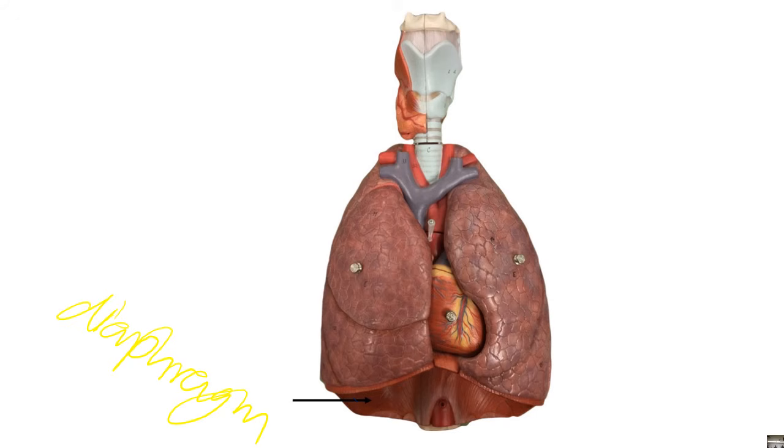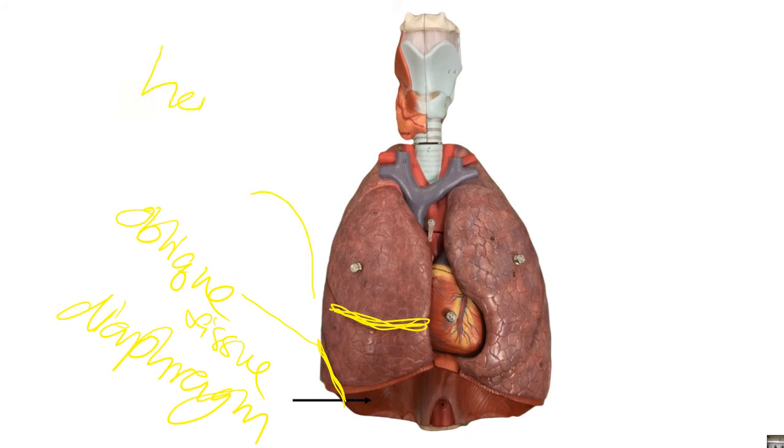So when we look at them, there's a fissure right here. A fissure, remember, is just a groove, like a deep groove. That's the oblique fissure. Oblique just means it goes at a diagonal angle. And then there's also a fissure right here. That's the horizontal fissure.